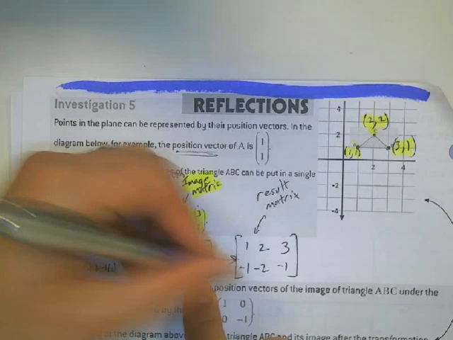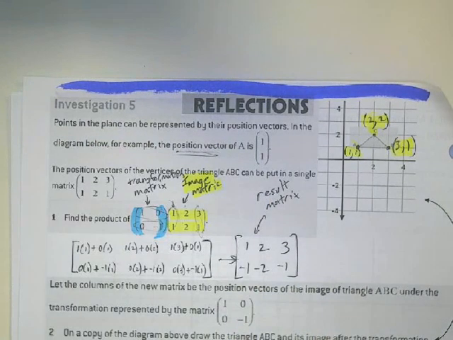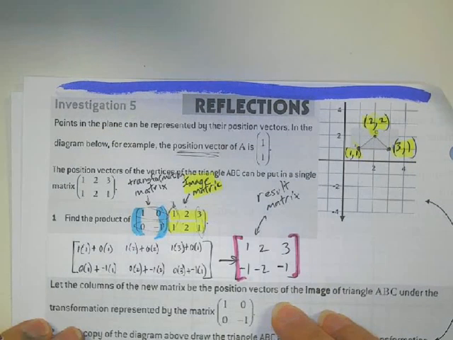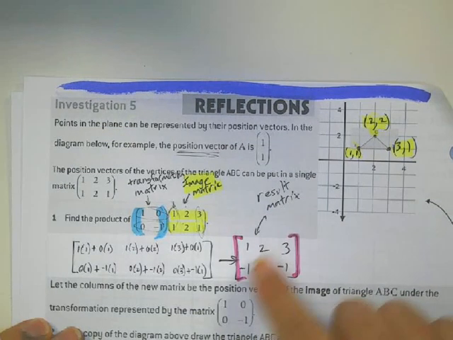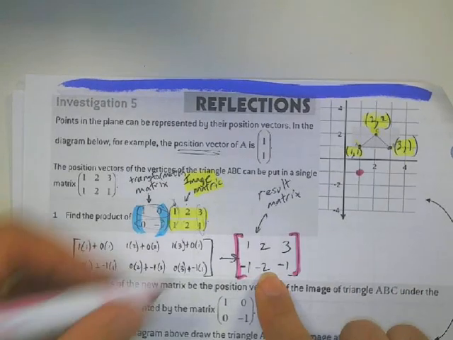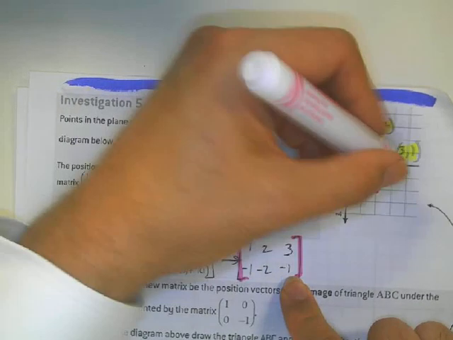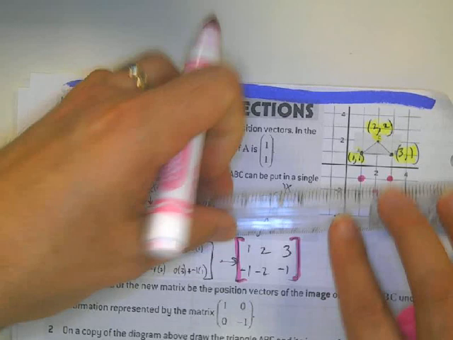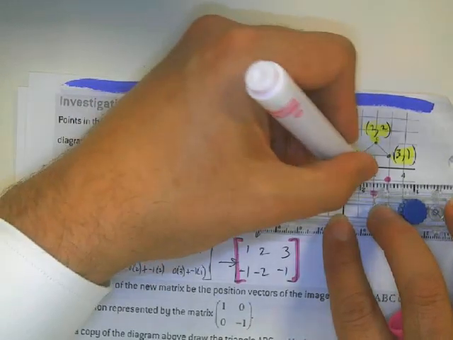And so my result matrix I'm going to plot over here. And that will be our reflection transformation. So 1, negative 1 is right there. 2, negative 2 is right there. And 3, negative 1 is right there. And so I connect those dots. And it looks like a reflection, doesn't it?